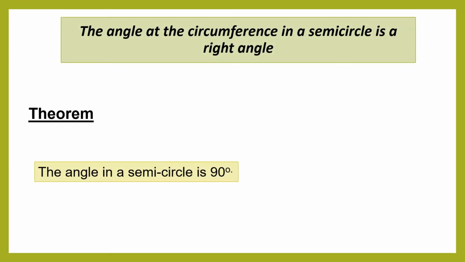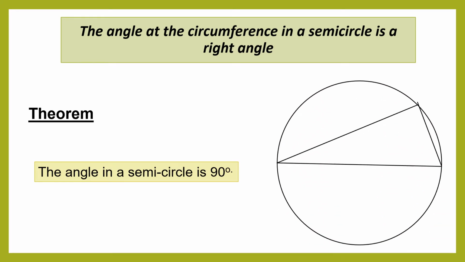The first circle theorem is that the angle in a semicircle is 90 degrees. In this theorem, look for a triangle whose base is a diameter of a circle, and a diameter is a line which goes through the center. The angle at the circumference in this triangle will always be a right angle. Now let's prove this theorem.